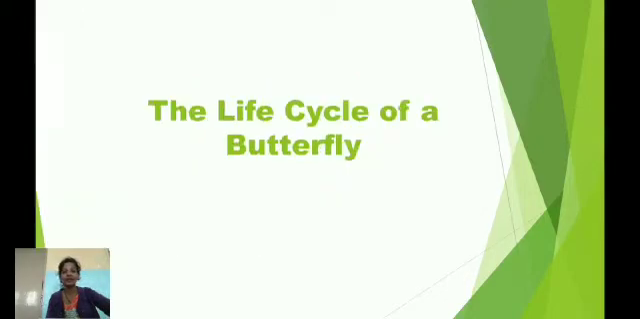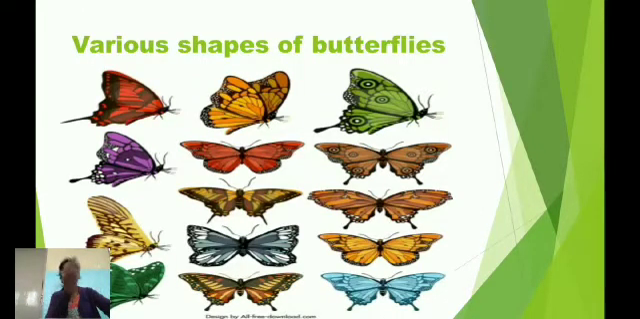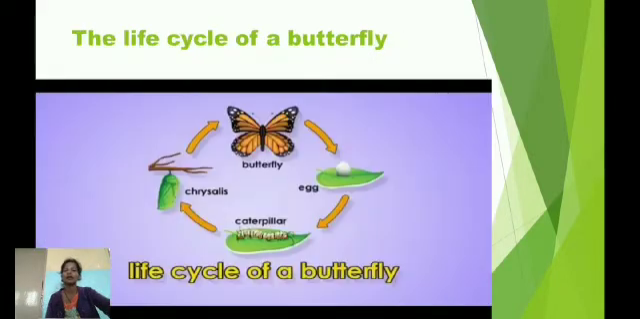Now, let us see the life cycle of a butterfly. You can see a picture on your screen. In this picture, you can see various shapes of butterflies that are a part of our environment. They live their life among plants. There are 4 stages in the life cycle of a butterfly. These are egg, larva, pupa and adult. The adult stage is called a butterfly.